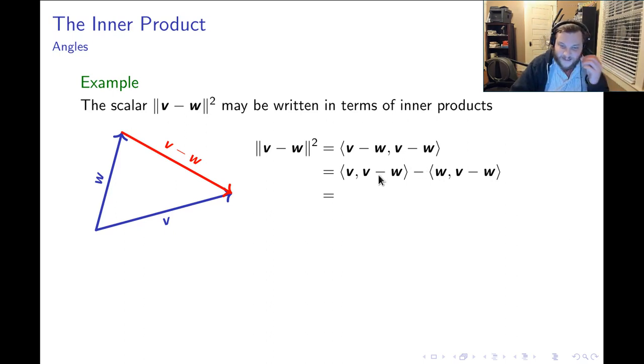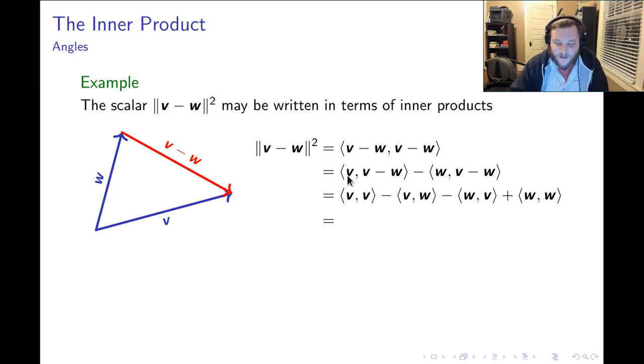And now we can take these two inner products and distribute on the right. The inner product of v with v minus w can be expanded. This becomes v inner product with v minus v inner product with w. And then here we're subtracting off w inner product with v minus w. So this becomes negative w inner product with v, minus negative w inner product with w, so that becomes a plus. So now I have these four terms, but I can do a little bit more simplification here.